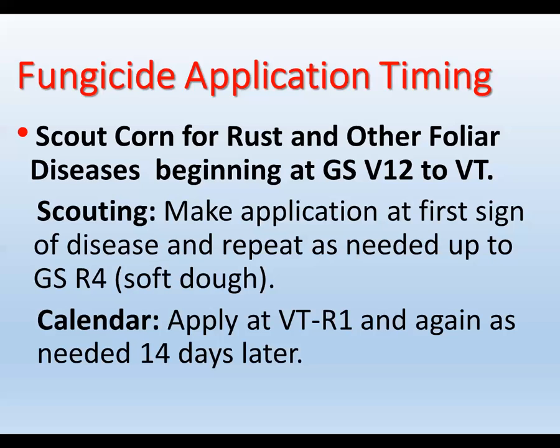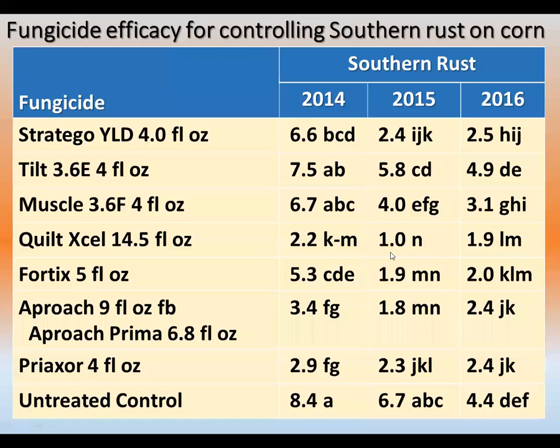The other option, and this would be maybe more in South Alabama, would be just a calendar or growth stage schedule, a 2 application program, where you're looking at 1 application at VT to R1 and then again 14 days later. And that would particularly be useful in situations where rust really is a threat and needs to be controlled, because one spray programs are just not going to check southern rust.